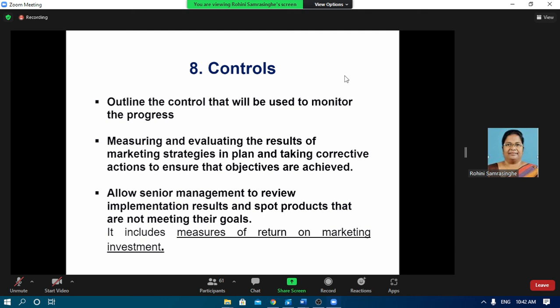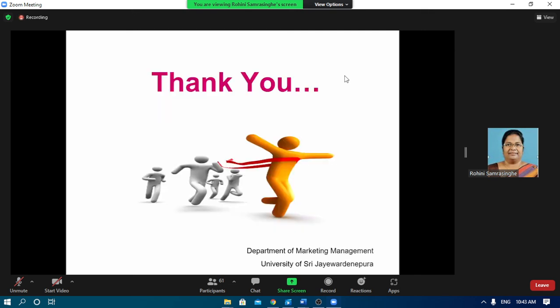So all the senior managers are responsible for reviewing implementation results against the expected goals of the marketing plan, right? So these are the different stages in a marketing plan. Simply, I touched all the points for you to understand what a marketing plan is and what key points you may need to be concerned about in your final assignment, right?